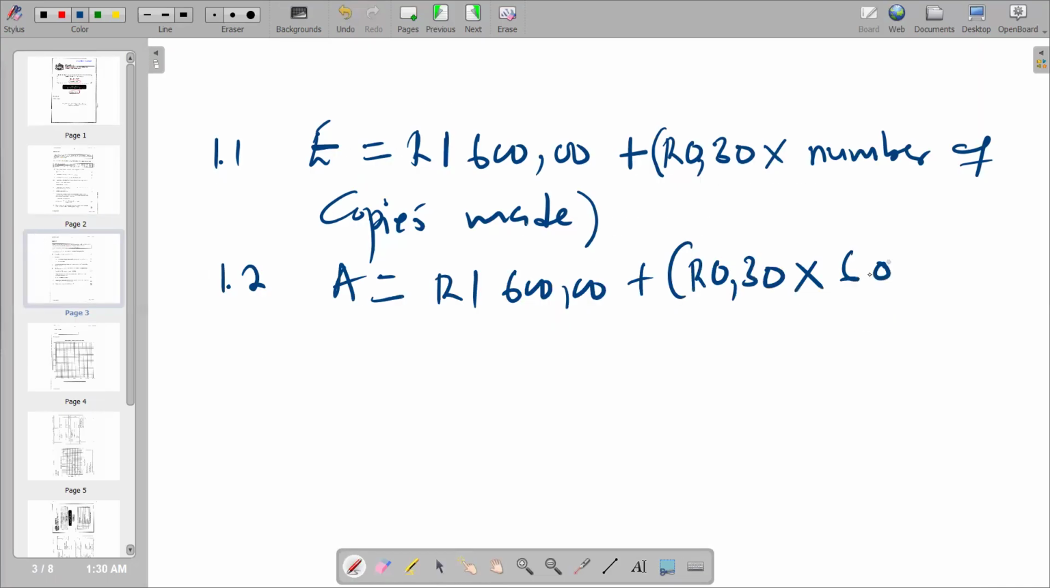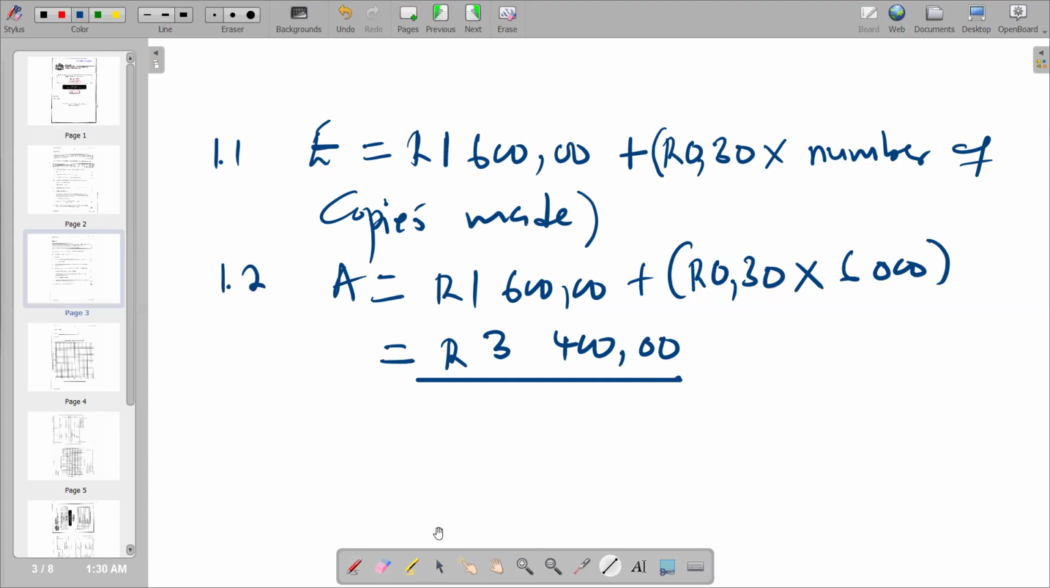So that way, if you calculate correctly, you see that you're going to get your answer: 3,400 rands. So basically, this becomes your final answer. So this is what we have. Then we can try to move on to the next part of our question.